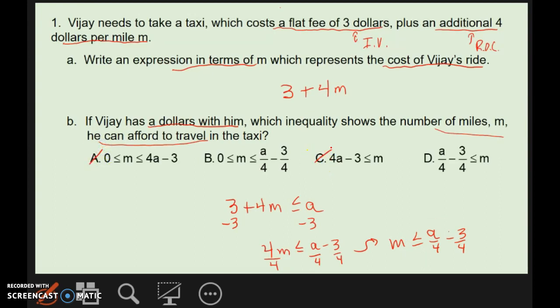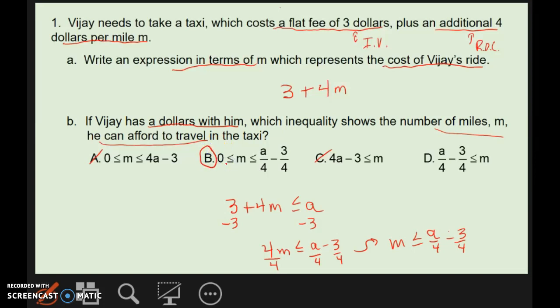So you might be leaning towards D as the correct answer, but that's actually showing kind of the opposite, that the number of miles is greater than or equal to whatever his cost is. And that's not really true. He can't spend more than he has. So actually, B ends up being the correct answer, but there's an additional piece of information that kind of throws us off a little bit.